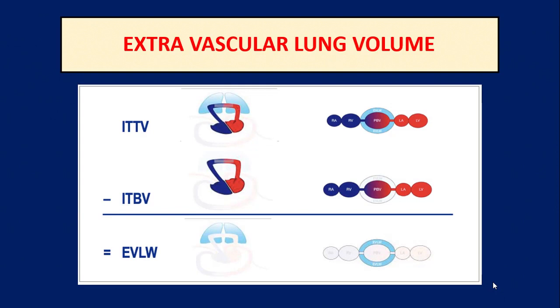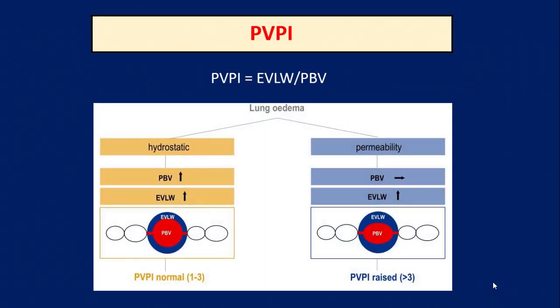Extravascular lung water is what? Intrathoracic thermal volume, which has everything, minus intrathoracic blood volume. Just remember, some fluid has been exuded out to the lungs in the form of extravascular lung water. That fluid going out from the plasma also has some thermal capacity. That's why this difference is there. So extravascular lung water is the difference between intrathoracic thermal volume and intrathoracic blood volume.